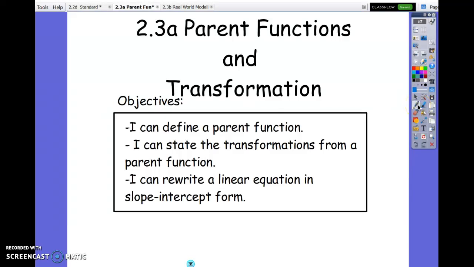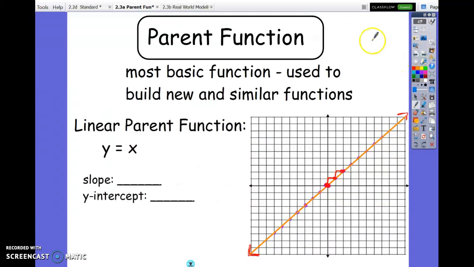2.3a is all about the parent function and transformations. What is the parent function? This is the most basic linear function. It's used to build new and similar functions. The equation for the linear parent function is y equals x.